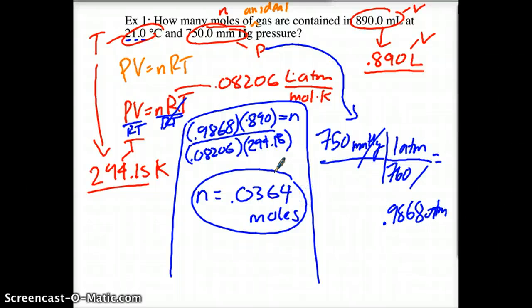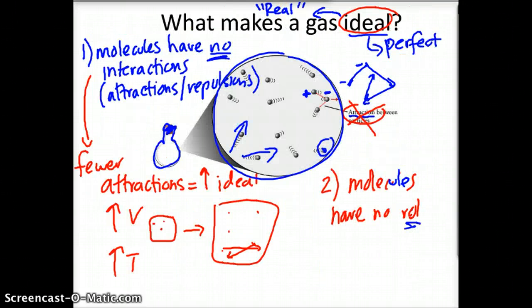This is probably the most basic type of problem with an ideal gas. We'll move into more complicated ones in the future, but you need to know how to do problems where you're doing simple substitutions, converting between the units of pressure, volume, and temperature, and the qualities of an ideal gas as well.